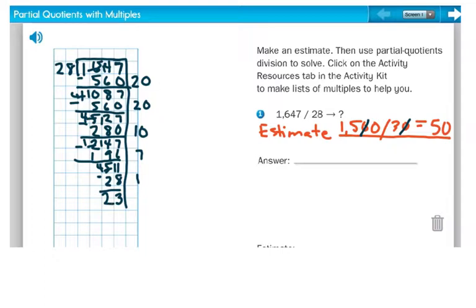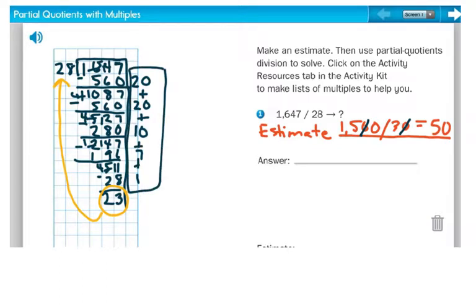The remainder is 23. I know I'm done dividing when my remainder is smaller than my divisor. So now I just have to add together all of these numbers along the side. So 20 plus 20 is 40, plus 10 is 50, plus 7 is 57, plus 1 is 58. So the answer is 58 with the remainder of 23. Remainder always needs to be smaller than my divisor. So I could have done it by tens, but you can see how much longer that would take me.